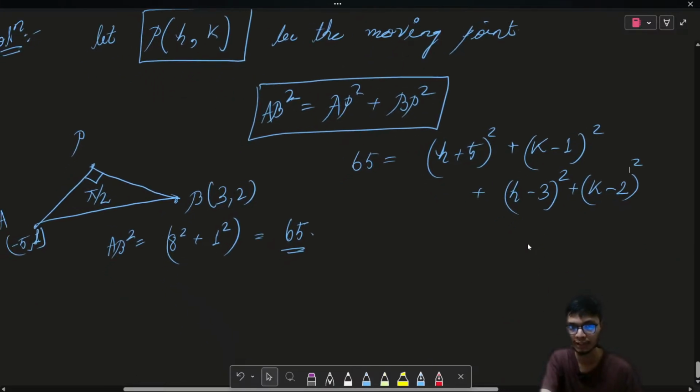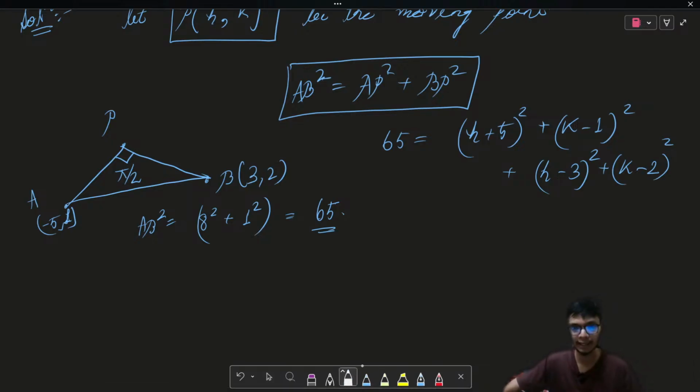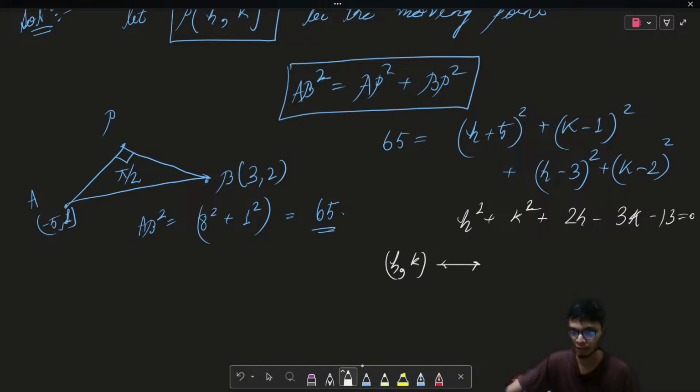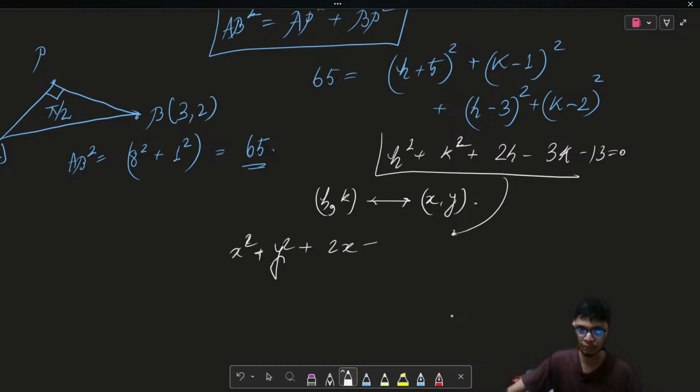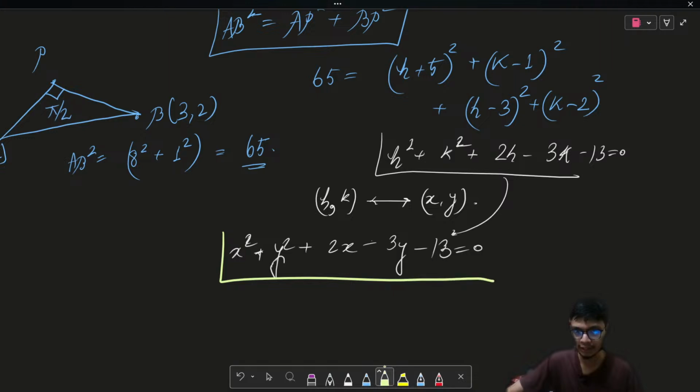Now over here, you see that there are no other variables except h and k, so we don't need to eliminate anything. We just need to write the equation in terms of h and k, and then the final equation will be found by replacing h and k with x and y. So the ultimate step at the end is to replace h and k with x and y. That is basically going to be x square plus y square plus 2x minus 3y minus 13 equal to 0. So this is the equation of the given locus.